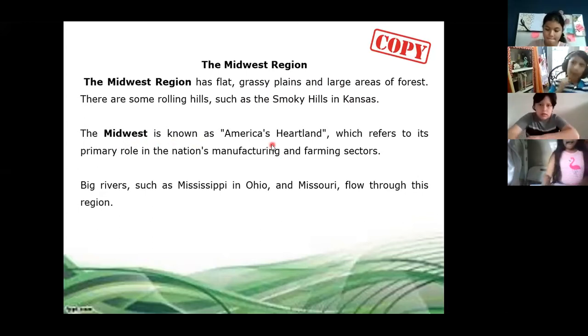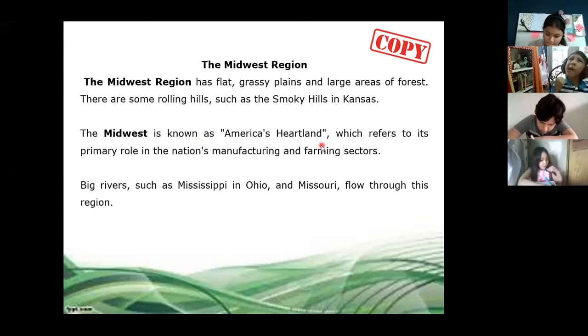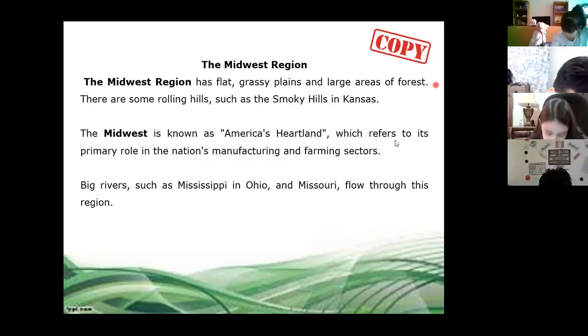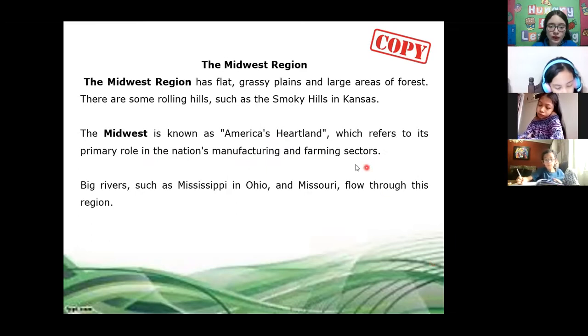The Midwest is known as America's heartland. Why is it known as America's heartland? Because it has a primary role in the nation's manufacturing and farming sectors. It means it's America's heartland because there is a lot of production there. About the money, about the business, the manufacturing and the farming sectors produce a lot of products in these places. So that's why the Midwest region is considered America's heartland.